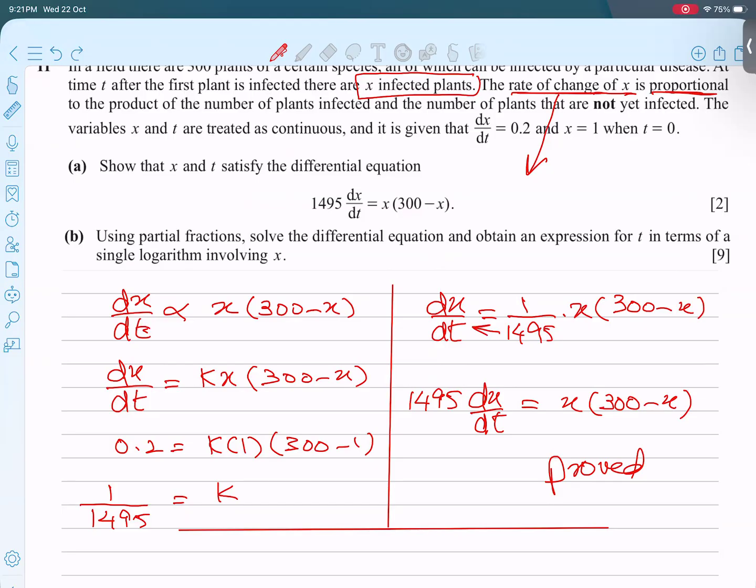Use partial fractions, he mentioned clearly, and solve the differential equation, obtaining an expression for t in terms of x as a single logarithm, he mentioned very clearly. So t subject is our job. Have a look now.